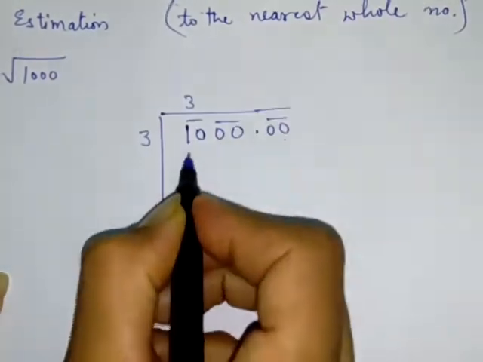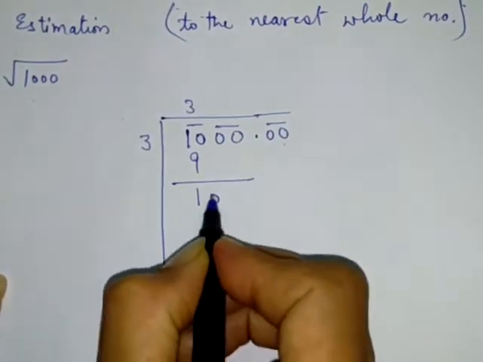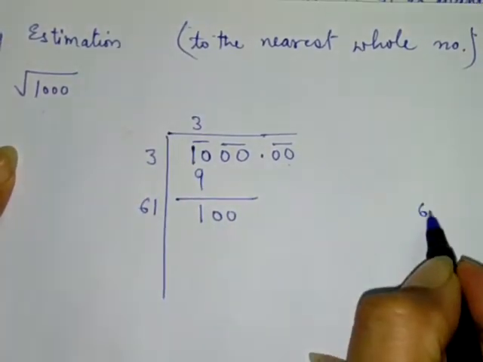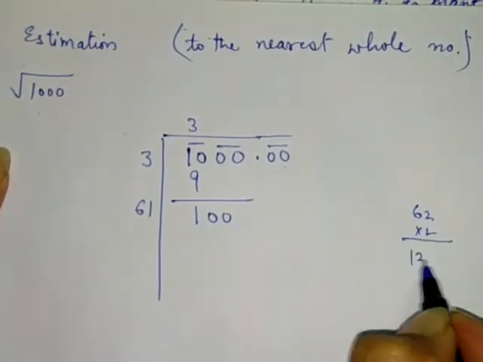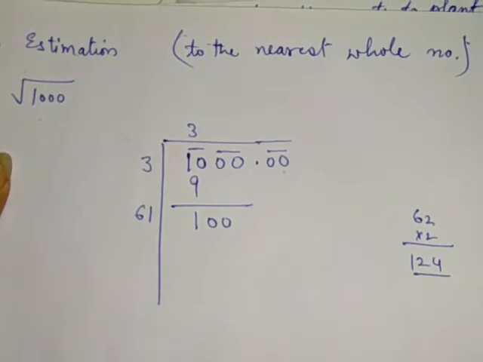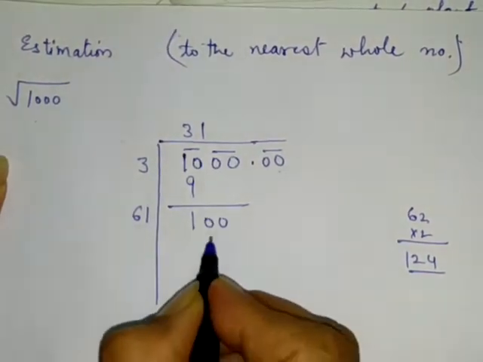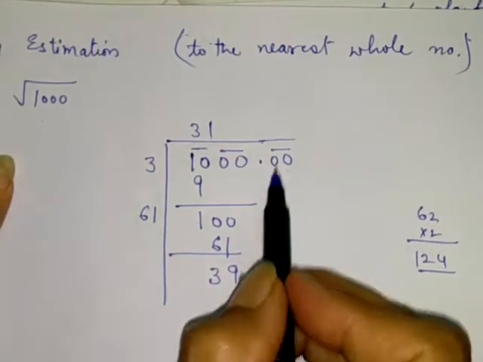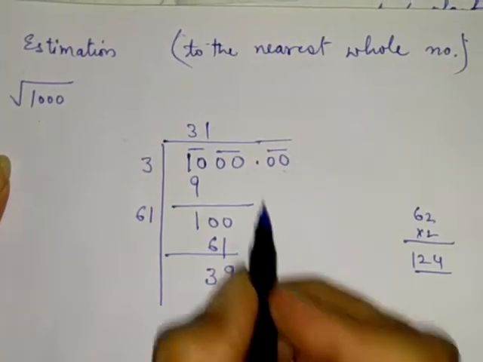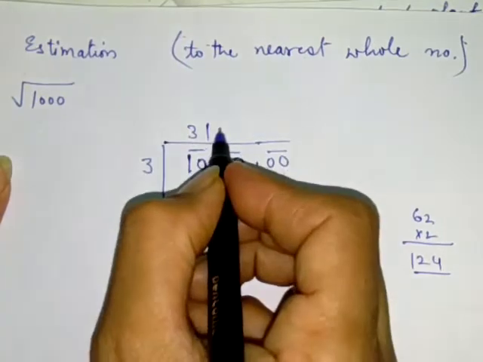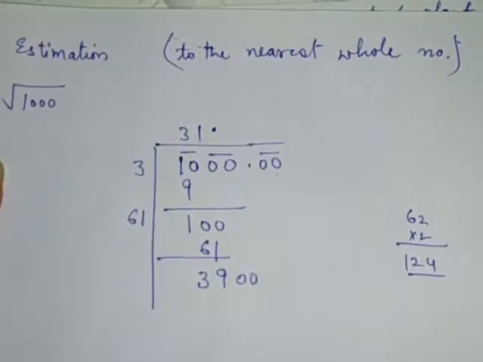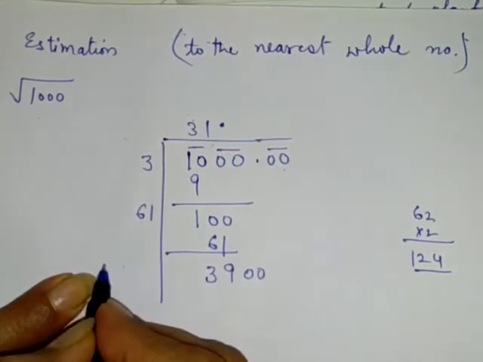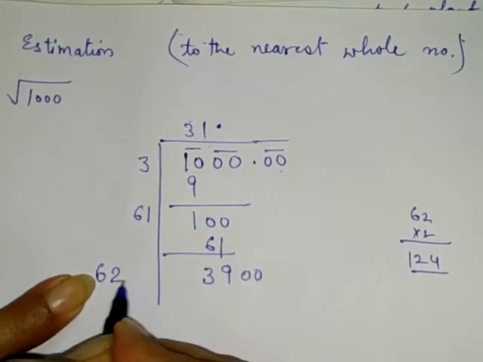3 3s are 9, 3 2s are 6, 1 पे जाएगा because 62 into 2 is 124, इससे बड़ा हो रहा है, so 1 पे जाएगा ये. 1 1s are 61, 9, 39. अब नेक्स्ट पे उतारेंगे 0 0, उससे पहले आपके पास डेसिमल आ गया तो आप यहाँ पे डेसिमल लगाओगे. इसका नया डिवाइज़र क्या आएगा? 31 को मल्टीप्लाई करना है 2 से. 31 into 2 is 62.